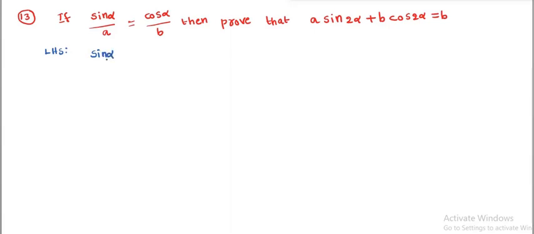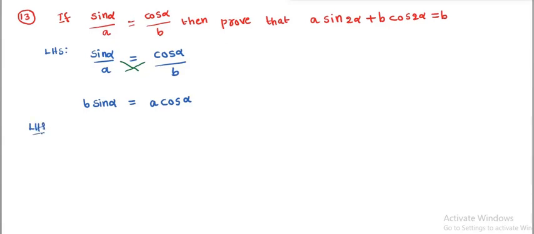sin alpha by A is equal to cos alpha by B. Taking cross multiplication, B sin alpha is equal to A cos alpha. So what is the given condition? This is the condition: sin alpha by A is equal to cos alpha by B. So taking the cross multiplication, B sin alpha is equal to A cos alpha.